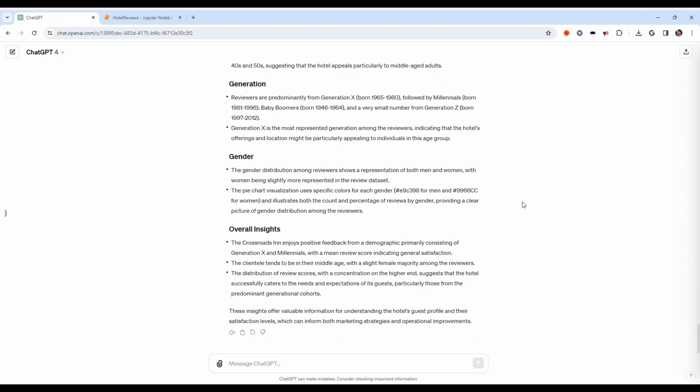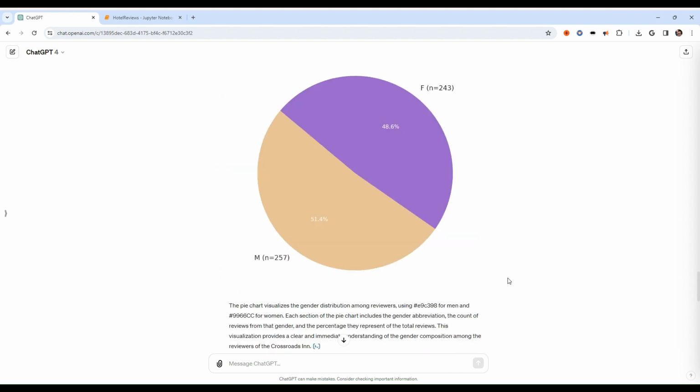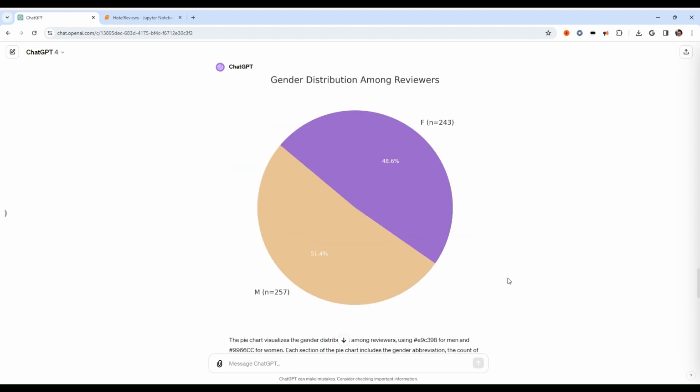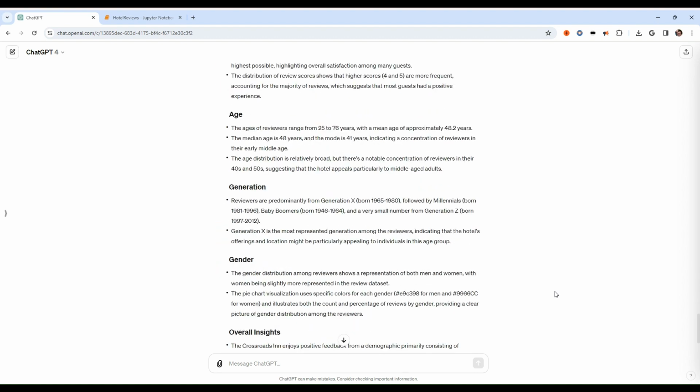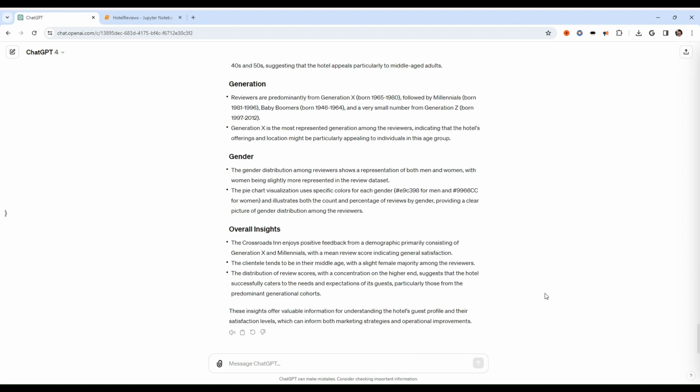We know that more reviews were written by men, but yet here it says clientele tends to be middle aged with slight female majority among reviewers. Well, we know from the data that it just showed us and our source of truth in the Python notebook and Excel, this is accurate. This is the right number and percentage, but yet it came to the wrong conclusion. So always verify the information.